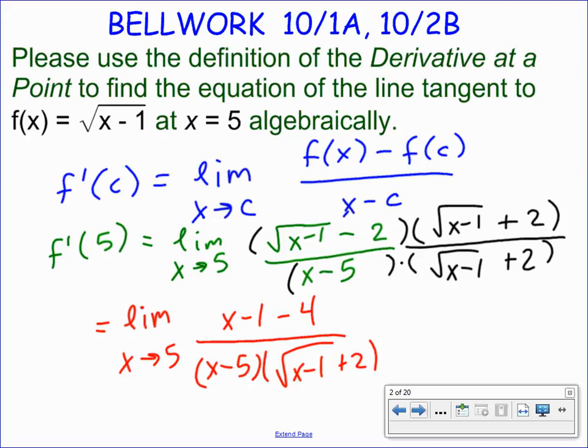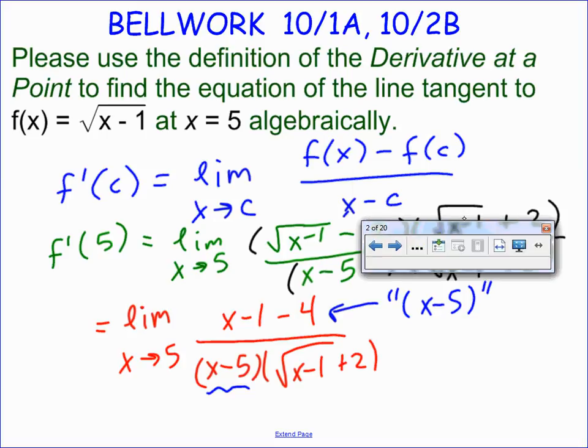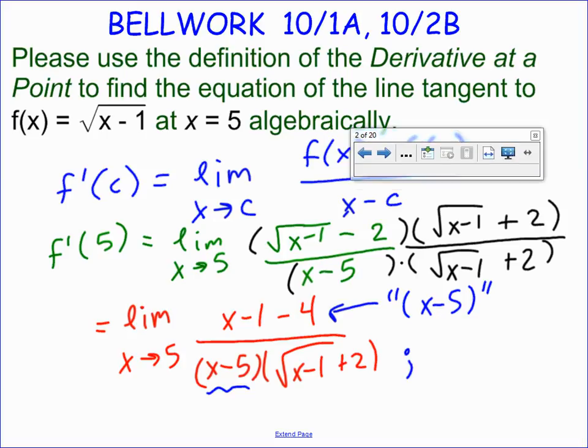And now we'll go ahead and see this x minus 1 minus 4. That is just equal to x minus 5. Hooray! Because that's what we wanted to be able to cancel out on bottom. What enables us to cancel it out is the fact that we're evaluating a limit. And x does not equal 5 as we evaluate the limit as x approaches 5.